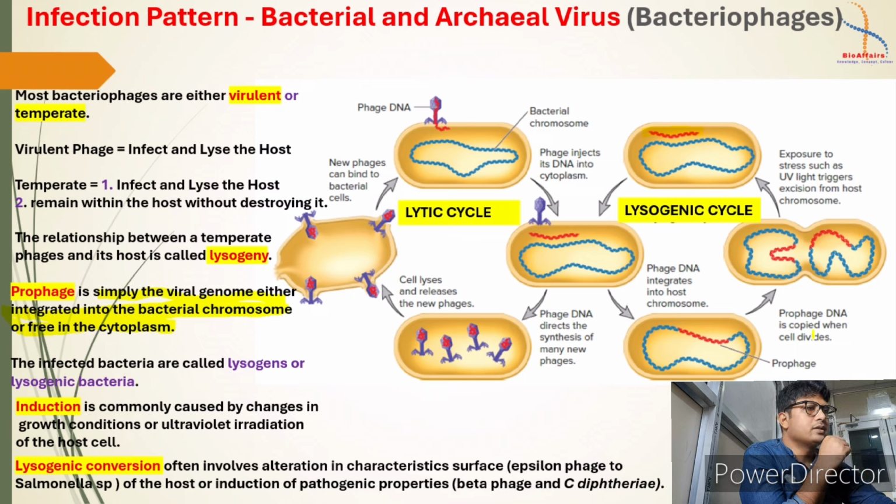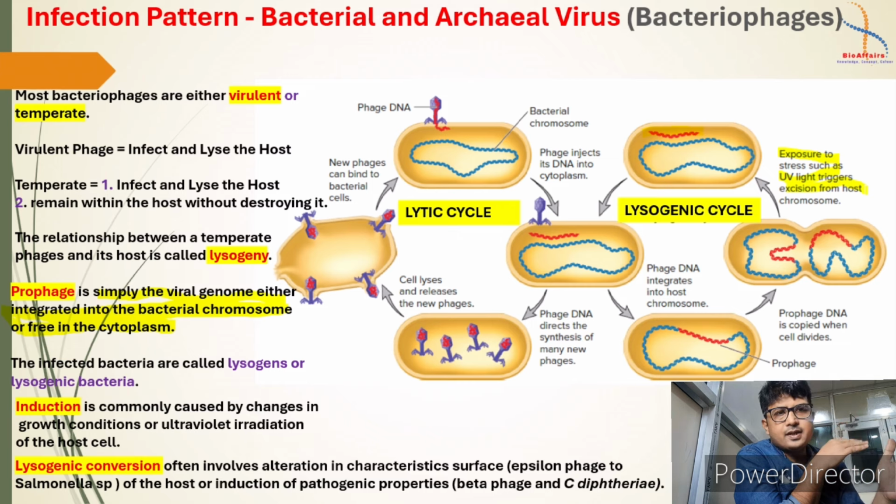Now this prophage, what will happen? Due to induction at some point, or exposure to stress such as UV lights, excision will form. Excision means the prophage will get out from that bacterial DNA and this will initiate its replication and progeny formation, and it will lyse ultimately.